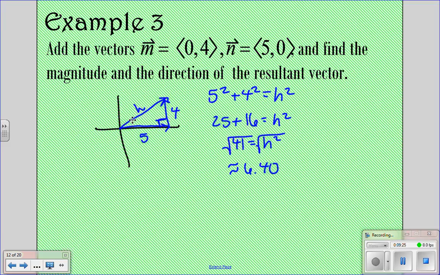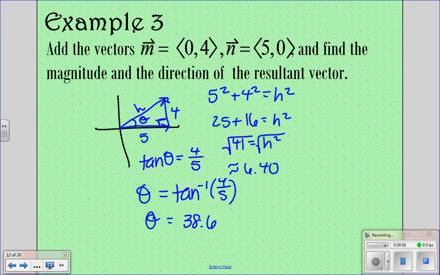Now the direction, that is talking about this angle here with theta. So the way that we're going to find that theta is to use the 4 and the 5 and the tangent ratio. So the tangent of theta is opposite over adjacent, so 4 over 5. Now remember, to solve for theta, we're going to do tangent inverse of 4 over 5. And so if you plug that into your calculator, you should get 38.66.